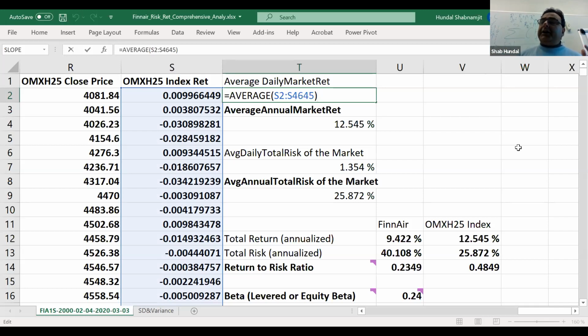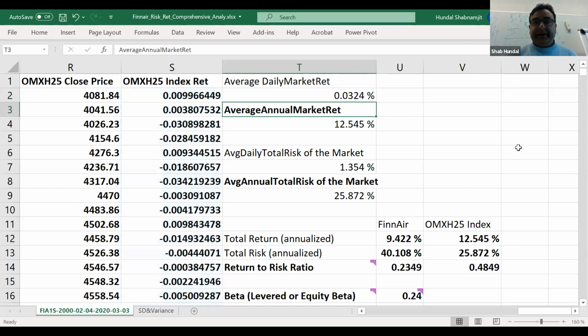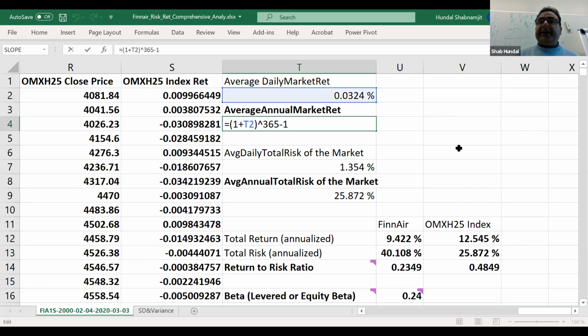The average daily market return of the whole market, the index, for 20 years is this. So basically every day, the Helsinki index has been growing at 0.0324% for 20 years. But in finance, we try to make it an annual increase, not a daily increase. Daily makes it a little bit complicated. So what I do here, I make it annualized.